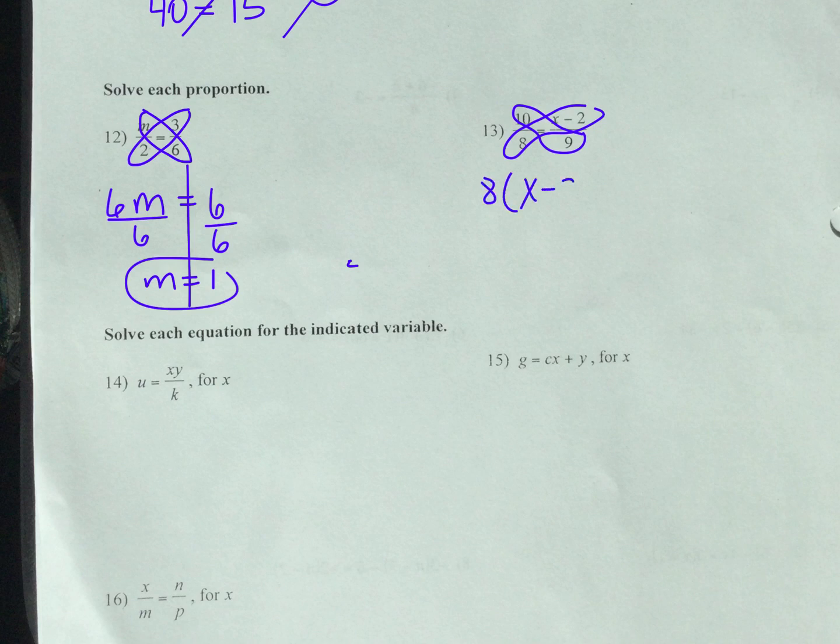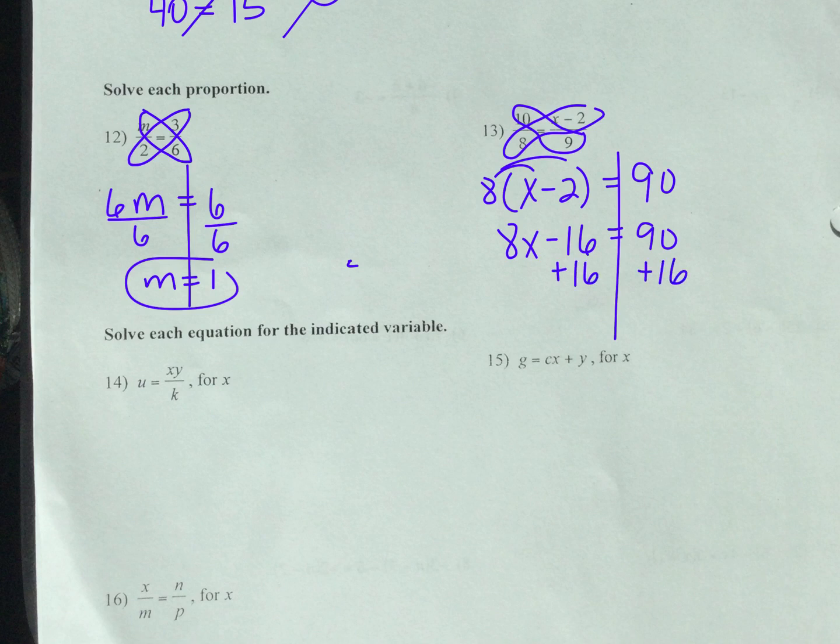When I cross multiply over here, it's a little bit different because I have to say 8 and put x minus 2 in parentheses equals 10 times 9 is 90. 8x, I'm distributing, minus 16 equals 90. If I add 16, now I have 8x equals 106. Divide by 8. X is going to equal 13.25. That one's a decimal.